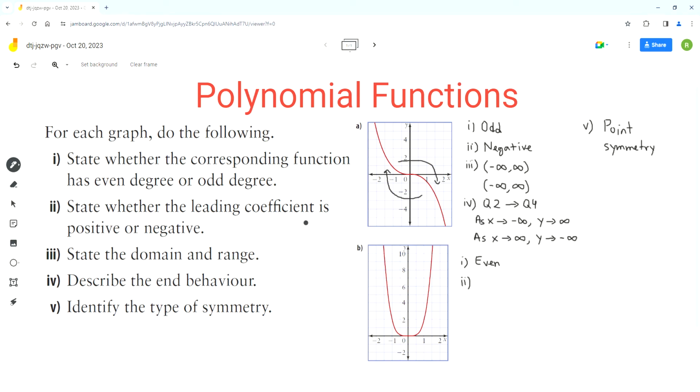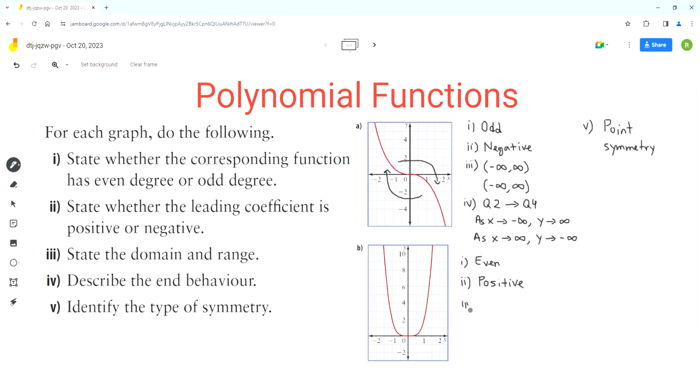State whether the leading coefficient is positive or negative. Now in this case, the graph starts above the x-axis and ends above the x-axis. So it starts in quadrant 2 and ends in quadrant 1. Therefore this graph has a positive leading coefficient. If this function had a negative leading coefficient, then both ends of the graph would be below the x-axis.